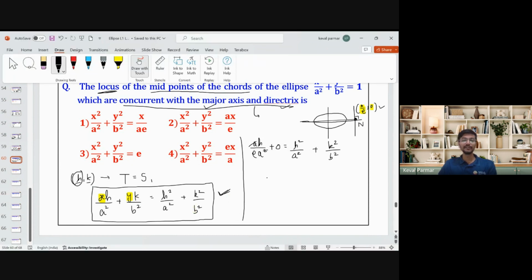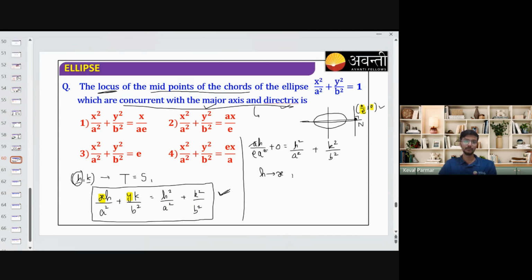Yes. Now what do we do, guys? We replace h with x, that is the end definition of locus, and k with y. So I'm rearranging. I'll get x square upon a square plus y square upon b square is equal to, what do we have here? x upon ae. Right? So our answer is option A: x square upon a square plus y square upon b square equals x upon ae.